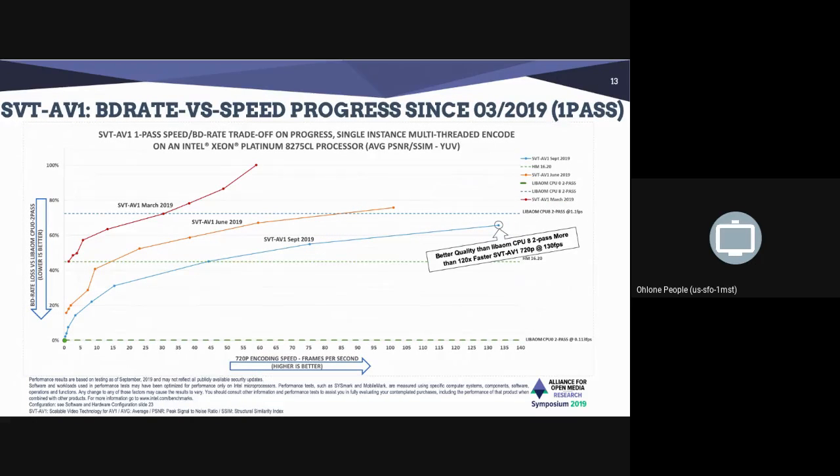What is more important to us is the incredible progress of SVT-AV1 from March 2019 until September 2019. Actually, we were able to achieve about 40% in coding efficiency in the high quality mode, which is pretty good progress, and it also translates to the high speed modes.